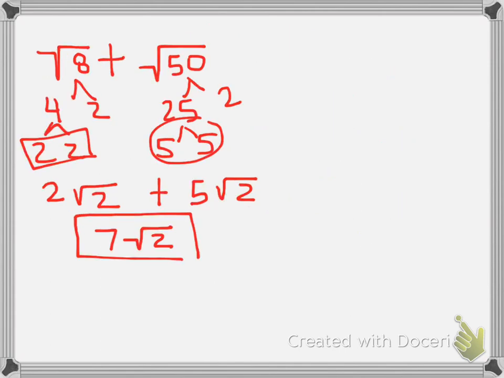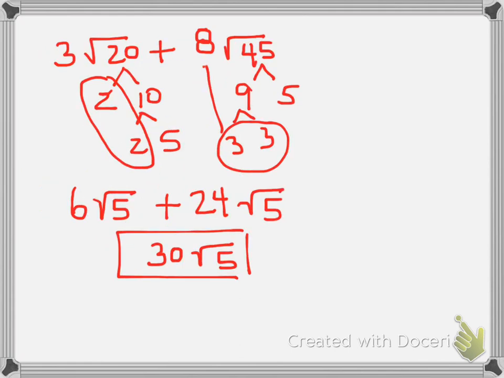Alright, sometimes you try to add, and you can't really add square root of 8 and square root of 50 because they're not the same radicand. So you should simplify. I simplified by making a factor tree. This one simplified to 2 square root of 2, and this one simplified to 5 square root of 2. So now that they have the same radicand, you can add. You just add 2 and 5 and get 7.